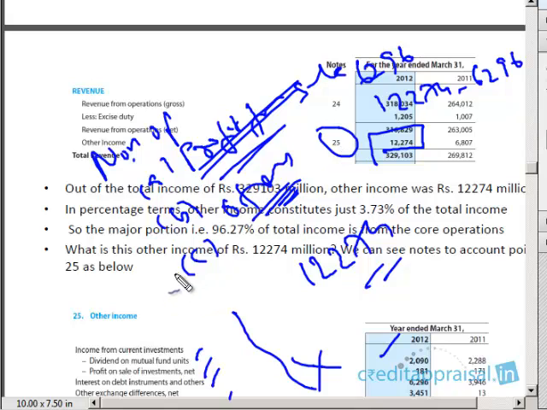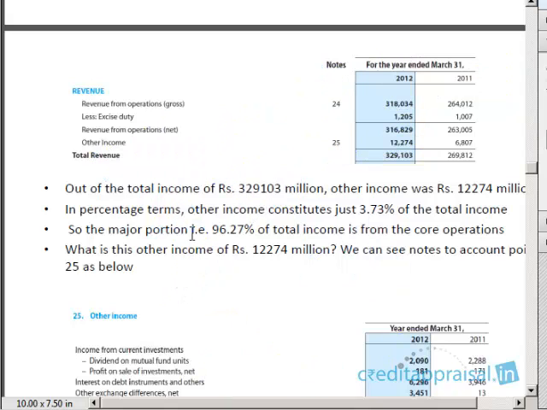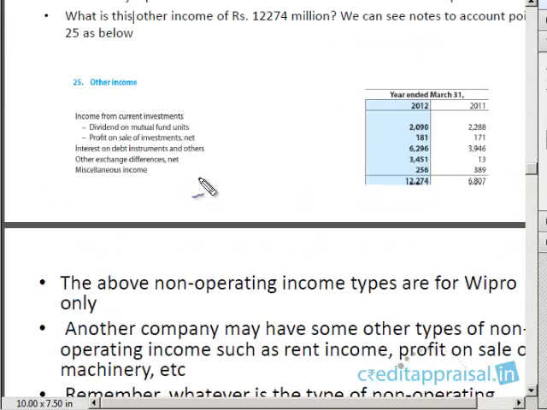CMA data can have this flexibility because it's just about inserting new rows. You can do that, but usually you club all non-operating income under one single head provided in the CMA data form. Please note that the non-operating income items which we discussed for Wipro might change for another company. This is the breakup of non-operating income for one company, Wipro.